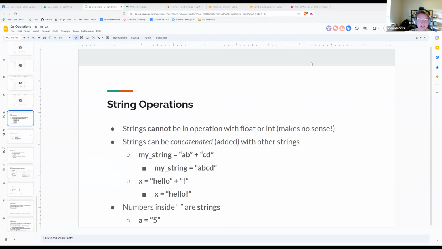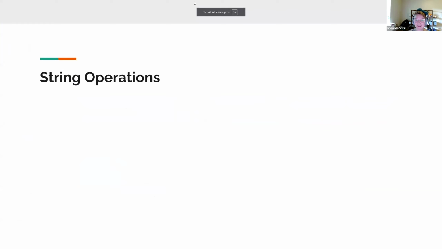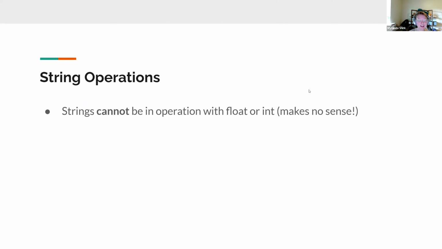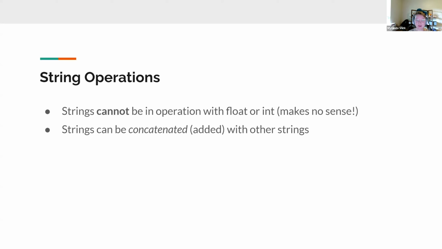All right, great. The last thing that I want to cover before we break today is string operations. We talked about integer and float operations just now. With numbers, math, we're pretty familiar with it. Let's look at what we can do with strings. Strings cannot be in an operation with a float or an integer, and if you think about it, it makes no sense for that to happen. But strings can be concatenated or added with other strings. What I mean by concatenation is you just take these two strings and shove them together. So if I have my string equals AB plus CD, that is allowed in Python, and the result is going to be ABCD.